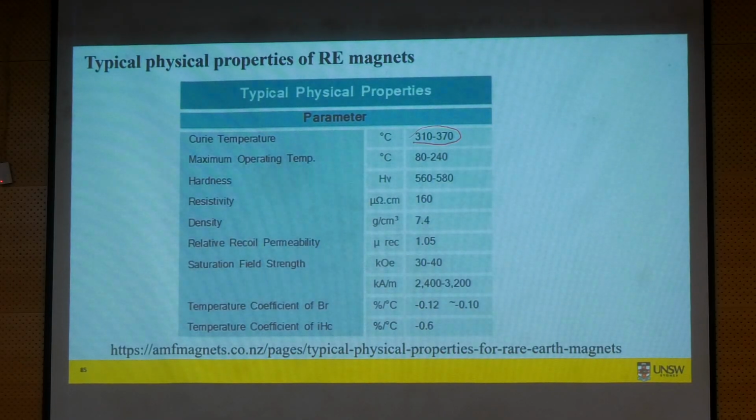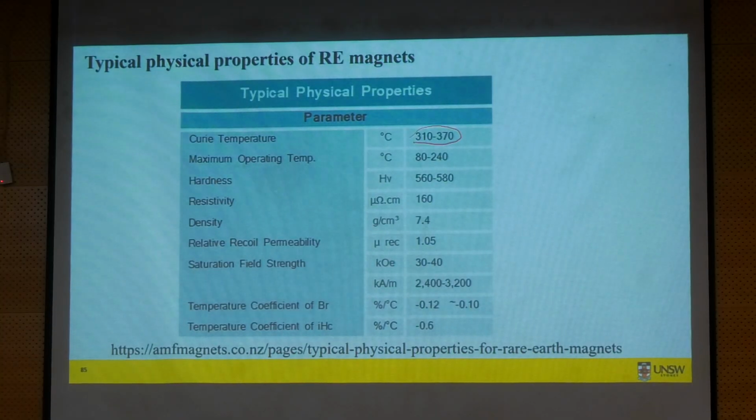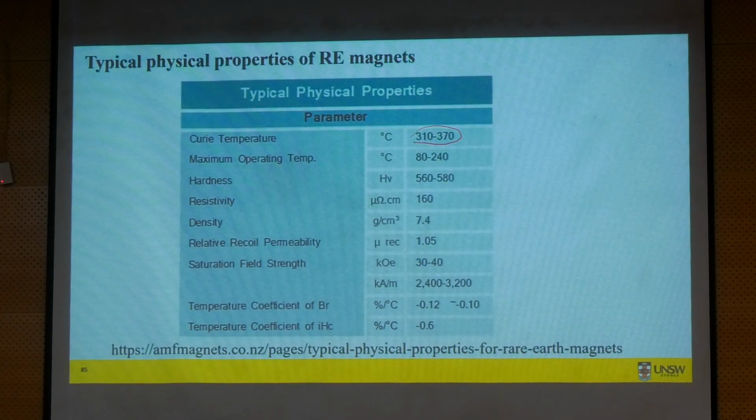You can see that for this particular magnet, the Curie temperature is 310 to 370 degrees, but the allowed operating temperature is 80 to 240 degrees.